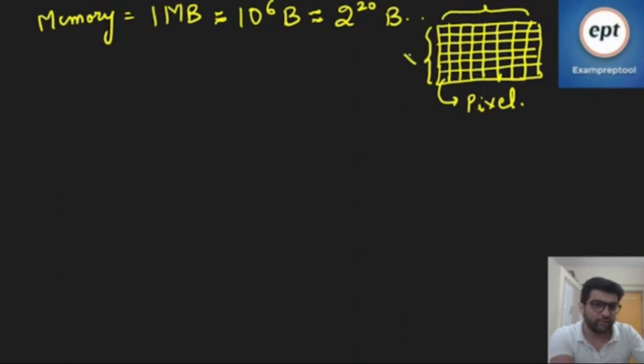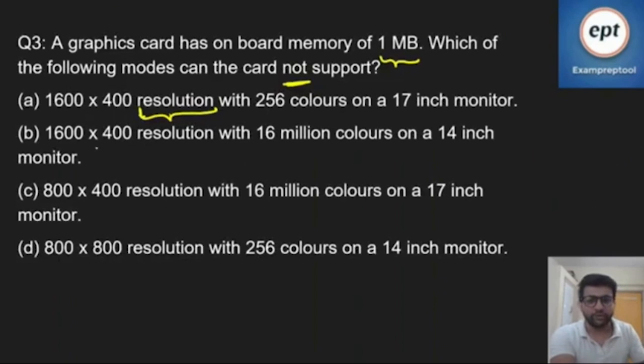So if we have X number of pixels vertically and Y number of pixels horizontally, that means the resolution of the screen is X cross Y. We have been given the options in the format that we have been given the resolution of the screen, and we have also been given how many colors this screen supports.